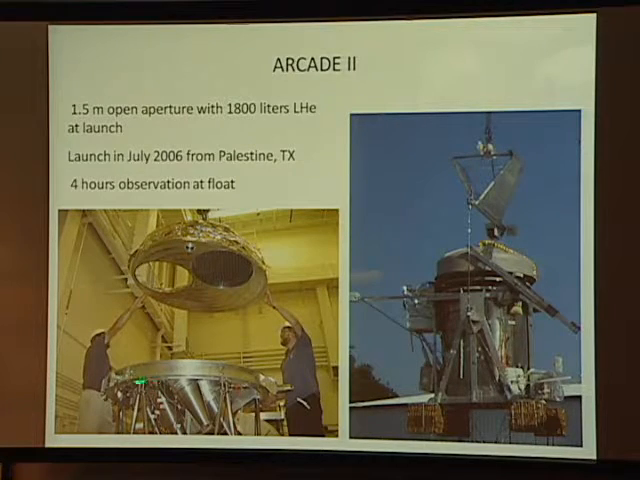We like to call this the flying cold tub. This is the size of the instrument section. This whole thing gets inserted into this cryostat. It's about 1.5 meters open aperture. It's launched with 1,800 liters of liquid helium. That's a lot of fun.